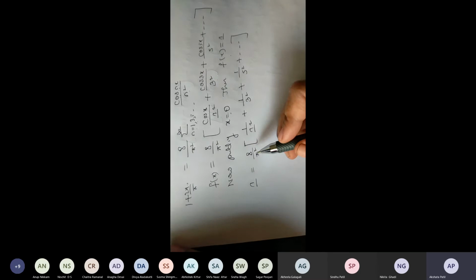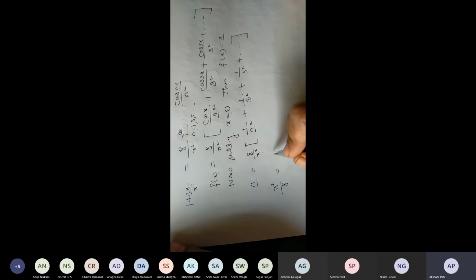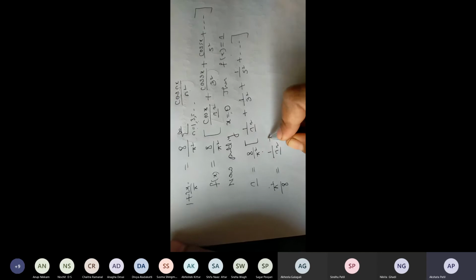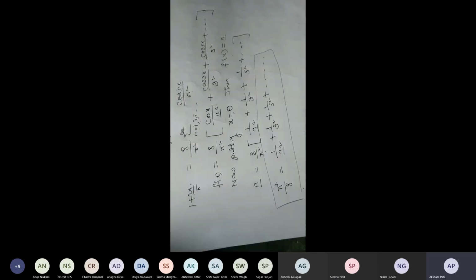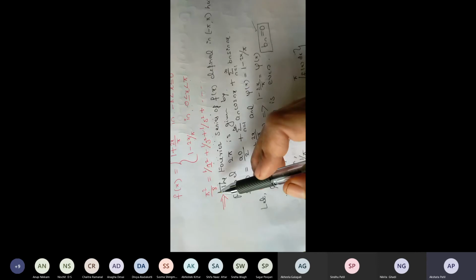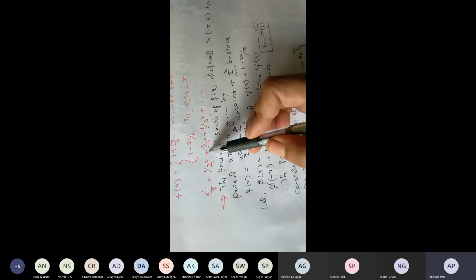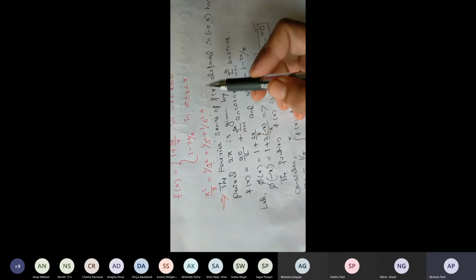Now I want to shift this 8 by pi square to the left hand side. Then you get pi square by 8 equals 1 by 1 square plus 1 by 3 square plus 1 by 5 square, so on. This is what they are asking to calculate here. Same thing, pi square by 8 equals 1 by 1 square plus 1 by 3 square plus 1 by 5 square. Understood this example?